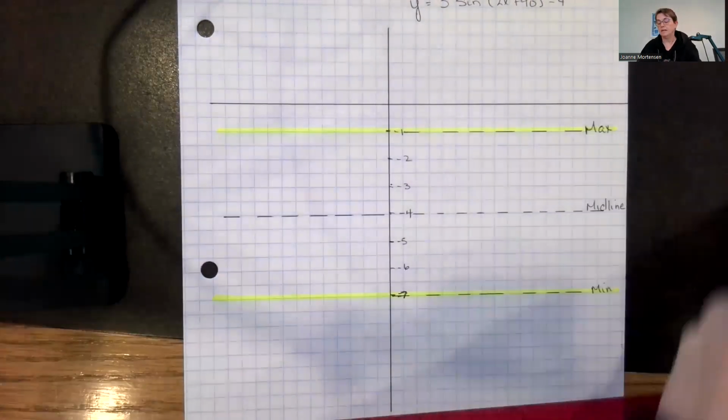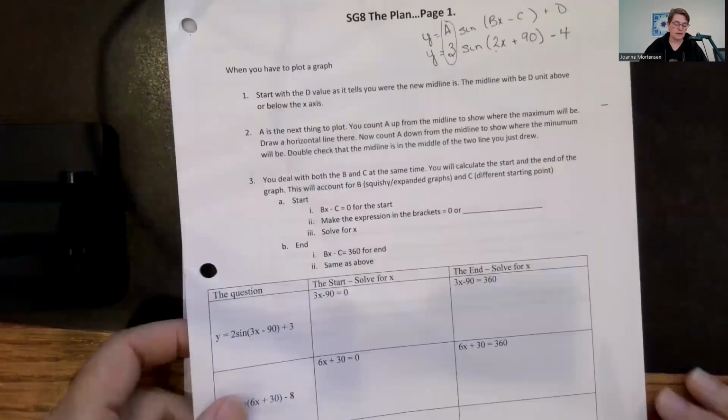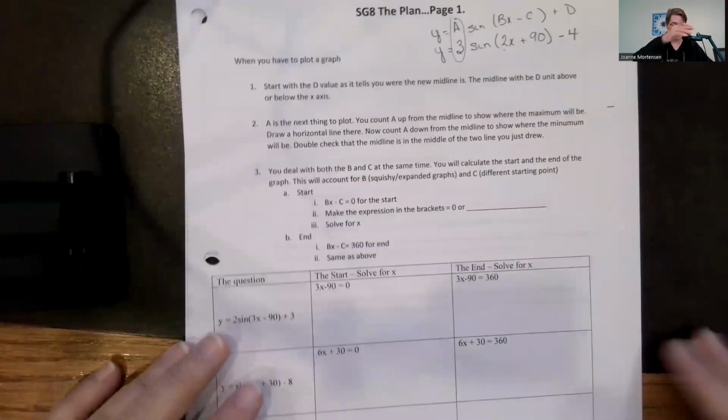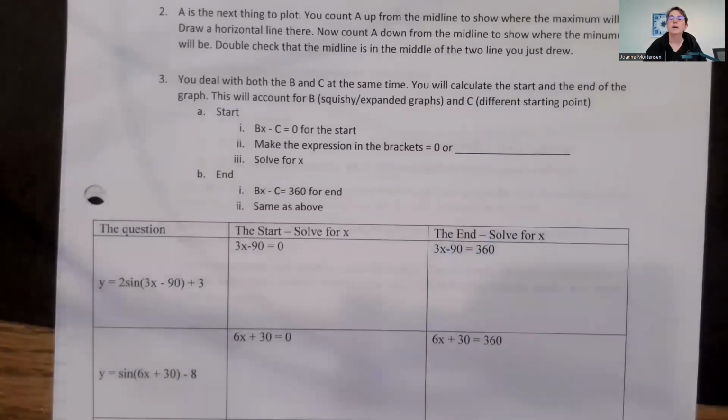Check. Let's go back to the worksheet. Oh, now we got to do some work. So back in. We've dealt with D, the middle. We've dealt with the amplitude. Now we have to figure out.